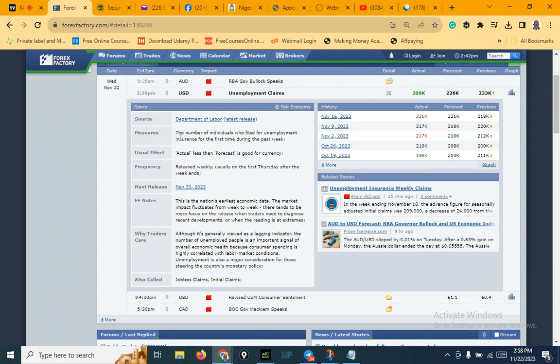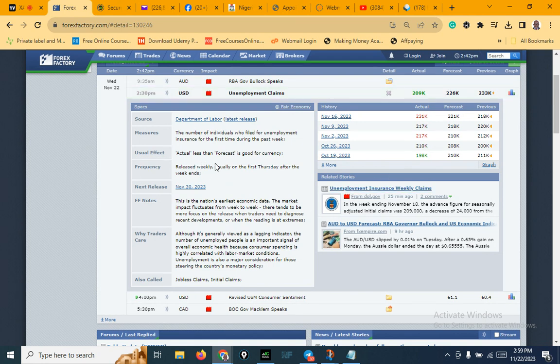It says it is the number of individuals who filed for unemployment insurance for the first time during the past week. So it's a weekly news item. Now they said actual less than forecast is good for the currency. This is the column for the actual here. This actual is less than the forecast, which is 226,000. This actual is 209,000 people in the United States that filed for unemployment insurance for the first time in the past week. So this actual is less than the forecast, so this is good for the currency.